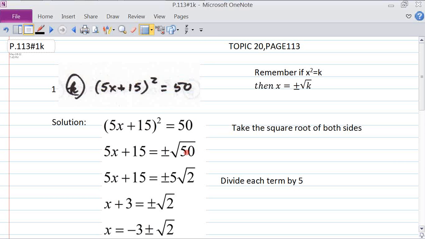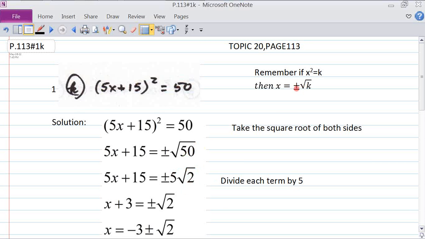Now 50 is 25 times 2. 25 is a perfect square, so we can take it out. So we can rewrite this as 5 root 2. So we're just taking 50, saying that it's equal to 25 times 2 within the square root sign. Square root of 25 is 5. We take it outside the square root sign, and we're still left with the square root of 2 inside the sign. So the way to look at this going back is if I put this back in here, it becomes 5 squared. 5 squared times 2 gives me 50.